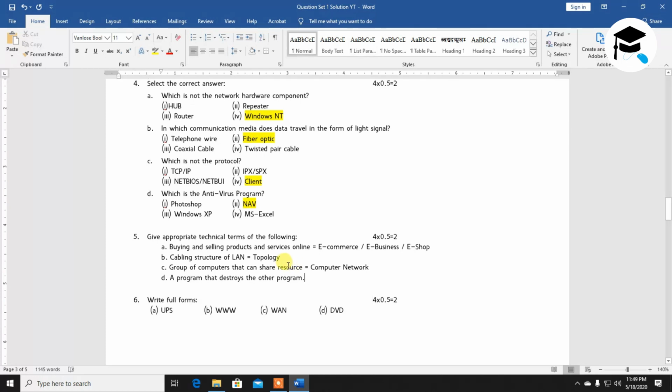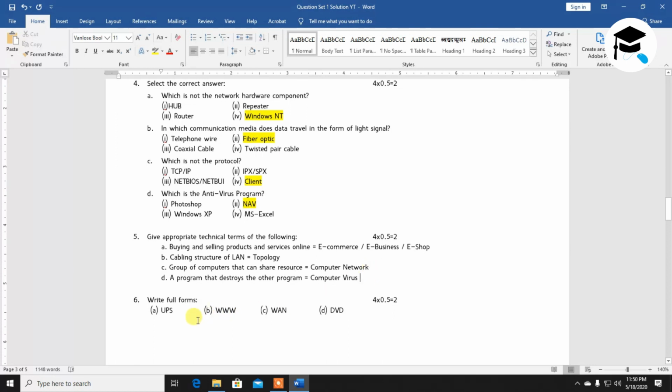Similarly, a program that destroys the other program, it's antivirus. I know you may be thinking, sir is kidding, our technical instructor is kidding, but I am not kidding you. Okay, a program that destroys the other program is virus. Okay, it's virus, or you can say computer virus. I think this term will be more perfect. A program that destroys the other program is known as computer virus.